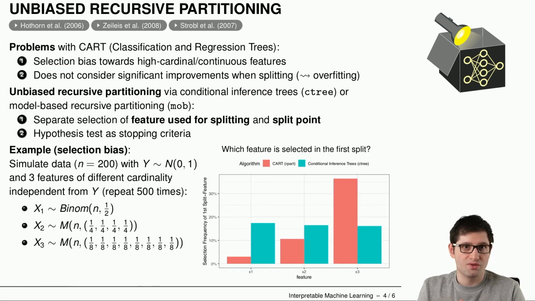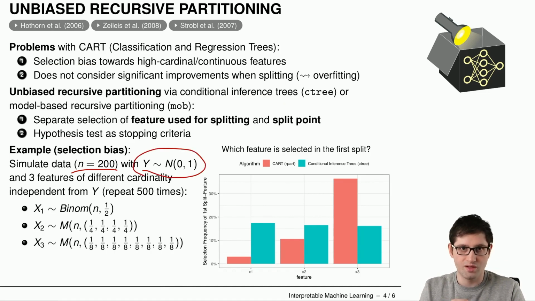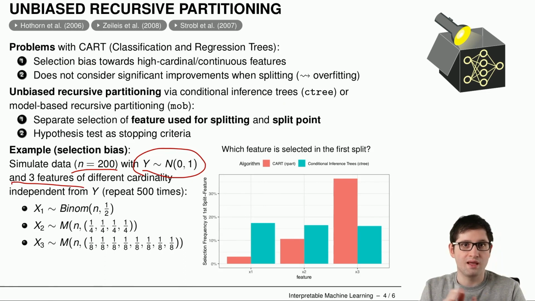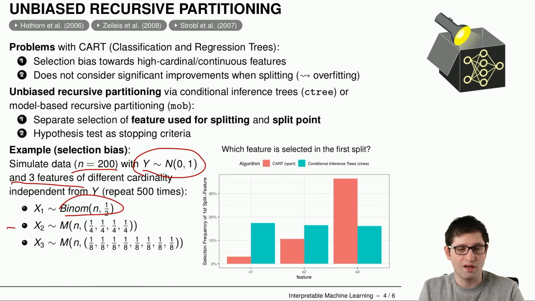Here, an illustration of the selection bias. We have simulated 200 observations with a normally distributed outcome and 3 features that are completely independent from this outcome. So they should not have any relationship with the target. They should be equally unimportant, all of them. But these 3 different types of features have different cardinalities. The first one is a binomial one, has only 2 outcomes. The second one is a categorical with 4 categories, and the third one a categorical with 8 categories.